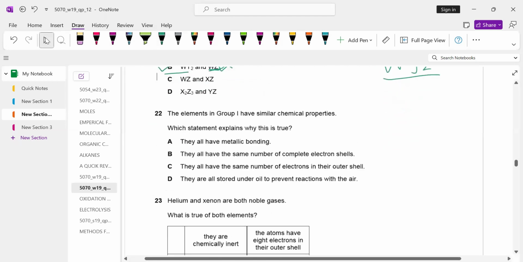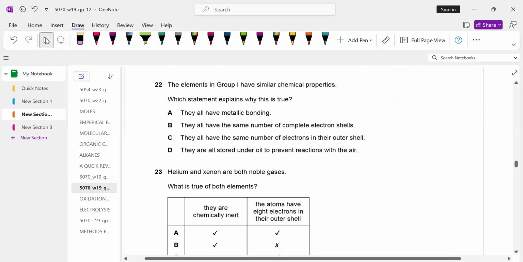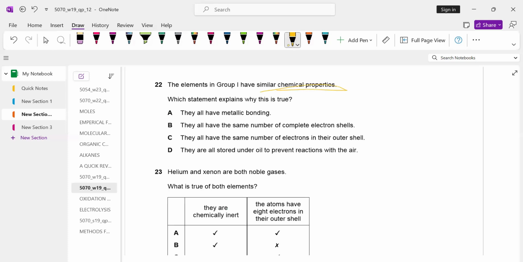And question number 22, the elements in group 1 have similar chemical properties. Which statement explains why this is true? They all have metallic bonding. This statement doesn't explain the similar chemical properties. They all have the same number of complete electrons. No. They all have the same number of electrons in their outer shell. Yes. So option C is correct for question number 22. As you go down the group, shells increase.